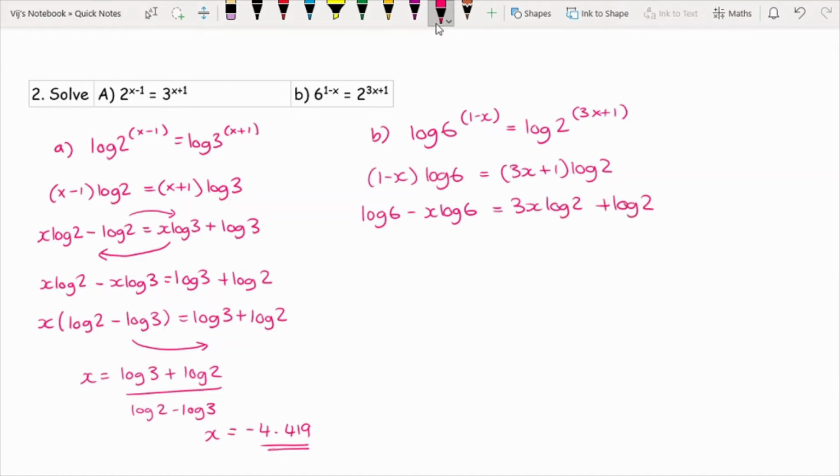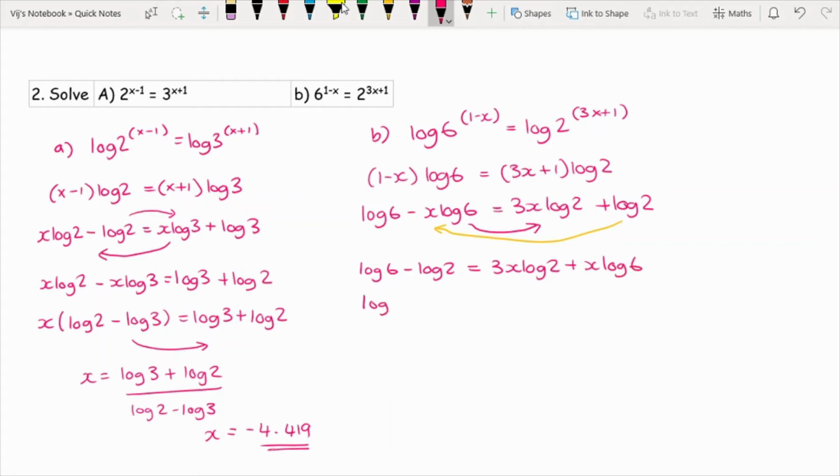Now for this, it makes more sense for me to take this negative x over to the other side to make it positive, because I much prefer working with positives rather than negatives. And I'm going to take this log 2 over to the left hand side. So what I end up with is log 6 minus log 2 equals 3x log 2 plus x log 6.